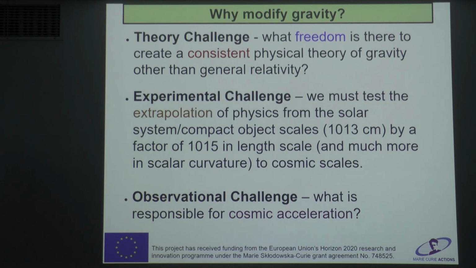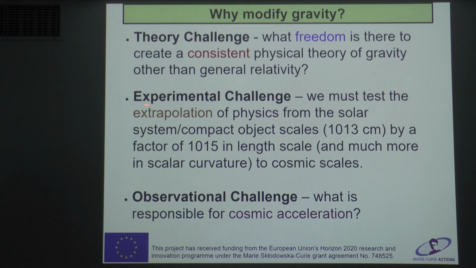But to be more serious, why should we think about modifying gravity? I think we have three main components to this question. First, there's a theory challenge: what freedom is there to create a consistent physical theory of gravity other than general relativity? It's a very interesting question. GR has its own limits, right? For example, the prediction of black holes, where the theory breaks down. What happens in singularities? Or why we cannot quantize gravity using general relativity as a working theory at low energy or large scales.